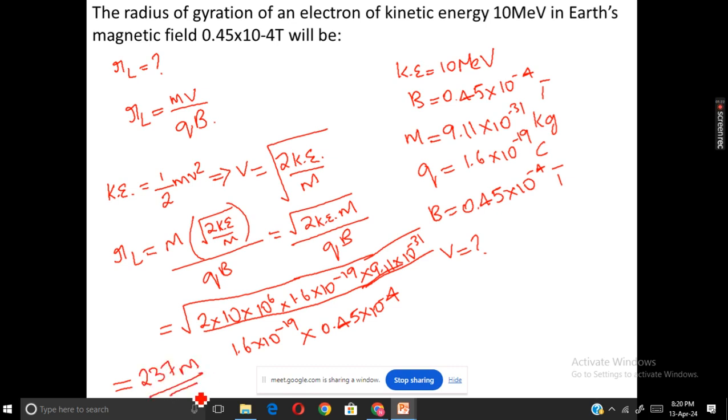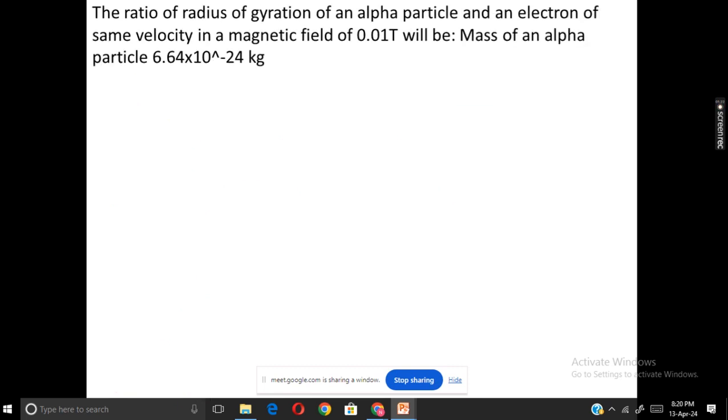This will be the value for the radius of gyration of an electron with kinetic energy 10 mega electron volt and the Earth's magnetic field 0.45 into 10 raised to minus 4 Tesla. This will be the answer. Please try to work it out.